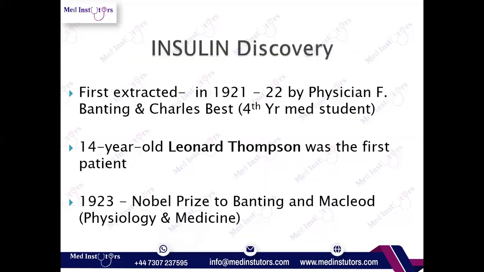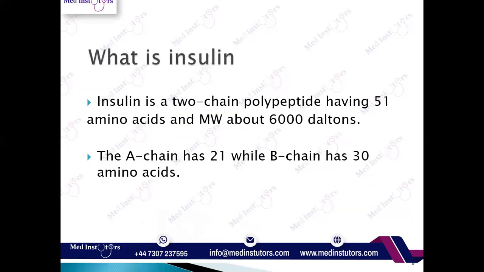So in the insulin discovery phase, you see that Charles Best was a fourth-year medical student helping physician Banting, and together they discovered insulin. It was tried on a 14-year-old, Leonard Thompson, who was the first patient to receive insulin as management of diabetes mellitus. And in 1923, the Nobel Prize in Physiology and Medicine was given to Banting and MacLeod. Banting was kind enough to share half of his prize value with Charles Best, who was a fourth-year medical student. So that is about the discovery of insulin.